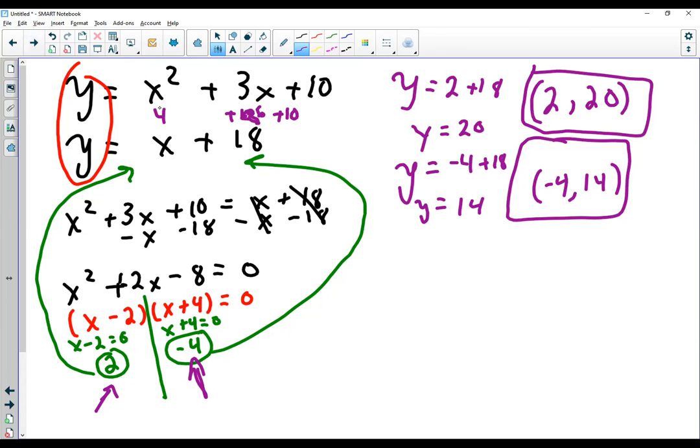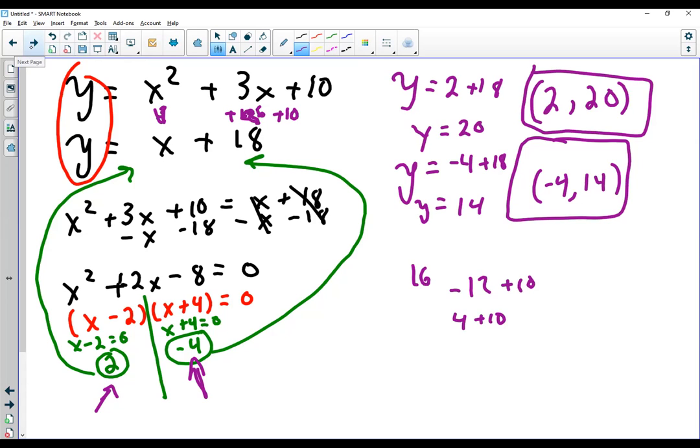For y equals x squared plus 3x plus 10, if you put -4, you would get positive 16, minus 12, plus 10. 4 plus 10 is 14. You have to get the same answer or you did it wrong. All right.